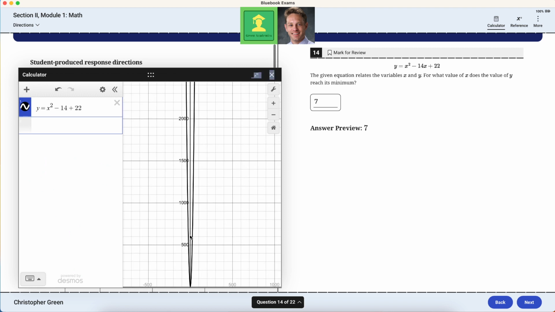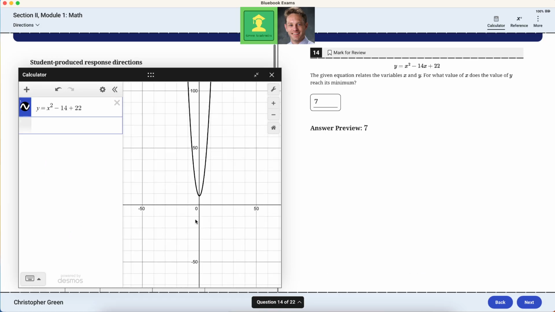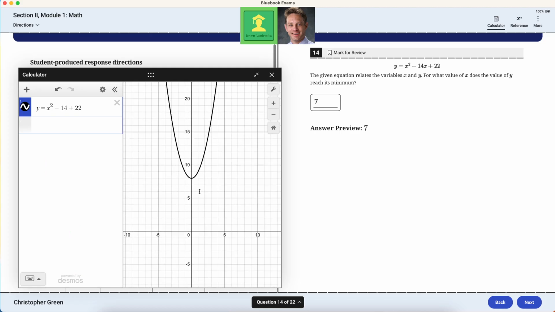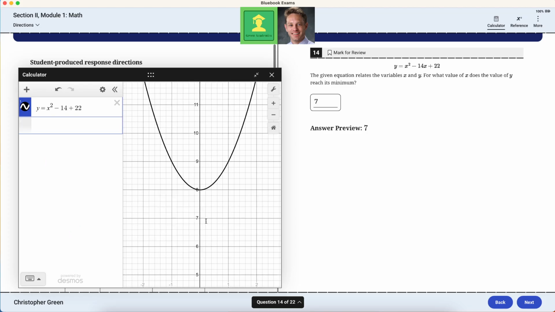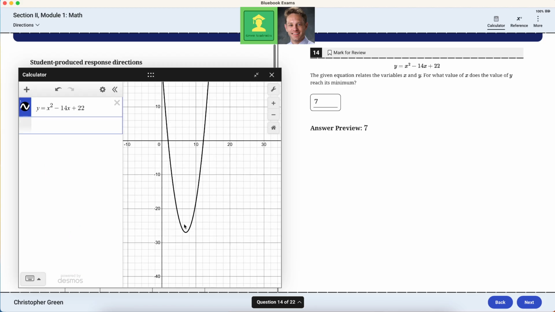And if we go all the way back to much more standard graphing here, you can see that, oh, so sorry. I'm so sorry. I miscopied with the x. So sorry. Here we go. Has vertex at 7. Yeah, 7 comma negative 27. So the answer is 7.